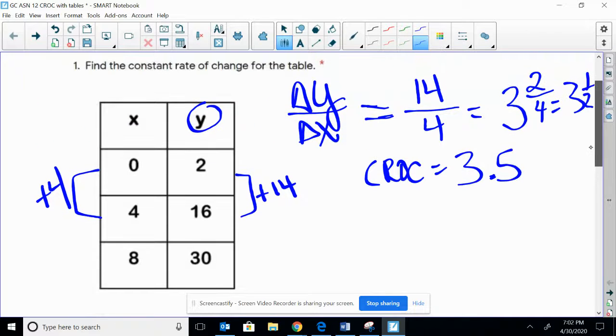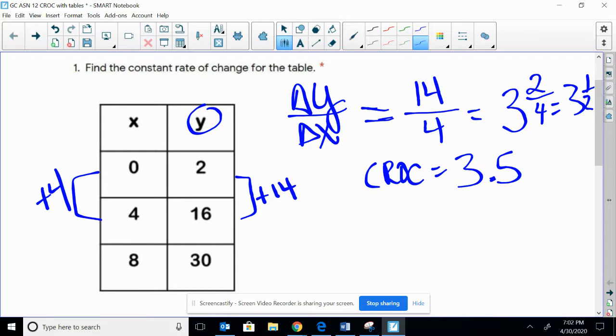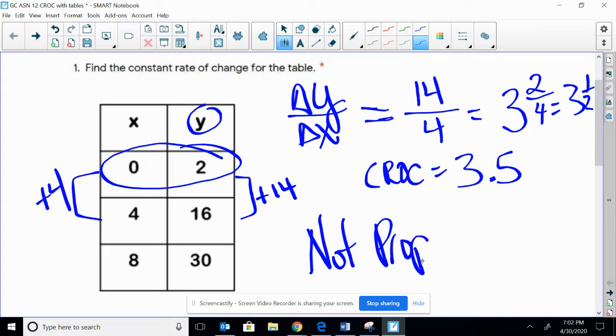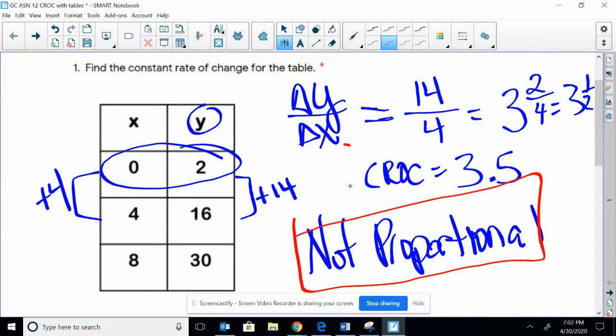And so now we're going to talk about number 2: does this have a constant rate of change? Well, we know that in order to have a constant rate of change, it has to go through 0, 0, the origin. This does not. It goes through 0, 2, so it is not proportional. So number 2, not proportional. Constant rate of change, 3.5.